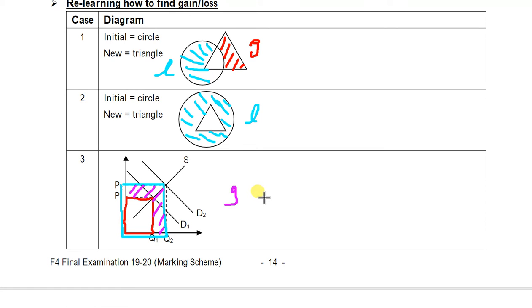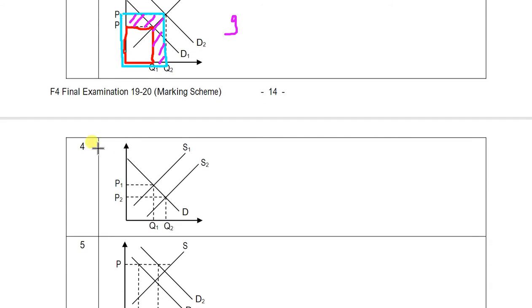Then for case 4, initially where is it? We have P1 times Q1. Now where is it? We have P2 times Q2. You can see that there are two parts that you have to consider: the upper part and also the part on the right hand side. The part on the right hand side, because Q increases, should be the gain, right? And the other part, this part here, should be the loss. So we have the answer for case 4.